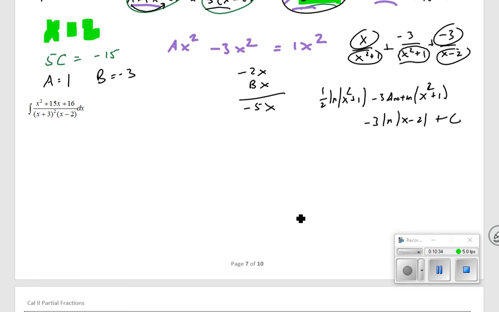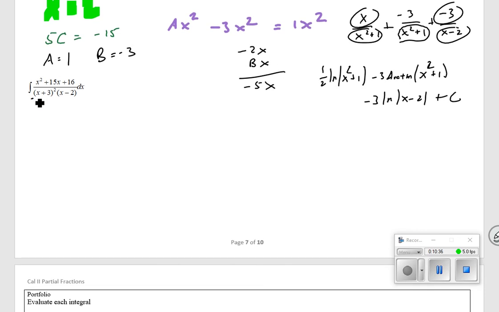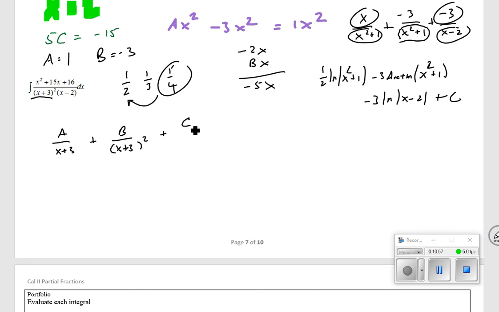Let's look at this one. If I wanted to split this up, that's a repeated factor. I'd have a over x plus 3 plus b over x plus 3 squared. It's like the 12th. I can split it down into halves and thirds and fourths, but fourths are just halves squared. So we have to account for that possibility. Plus c over x minus 2 equals, and then we go through the algebra to find a, b, and c, like we did on the last one.